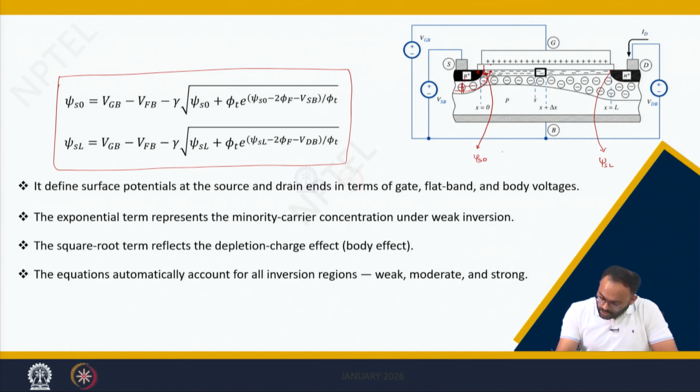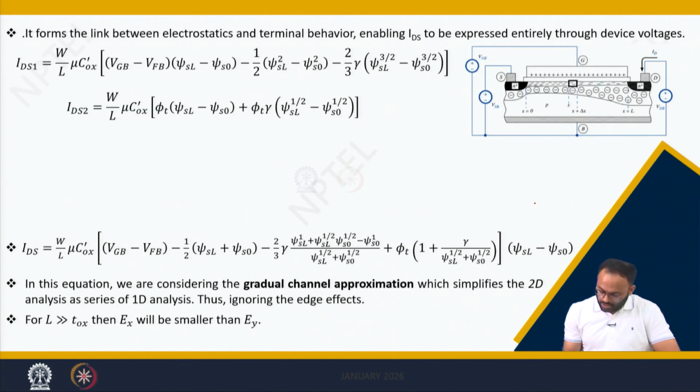So, this region causes edge effect. What it means is, in this region the electric field is not one directional. We cannot say the electric field is only exist in this direction, or we cannot say the electric field is only vertical. So, we need to use 2D Poisson equation to solve this equation, and this actually violates our gradual channel approximation. So, to follow the gradual channel approximation, we need to ignore the edge effect.